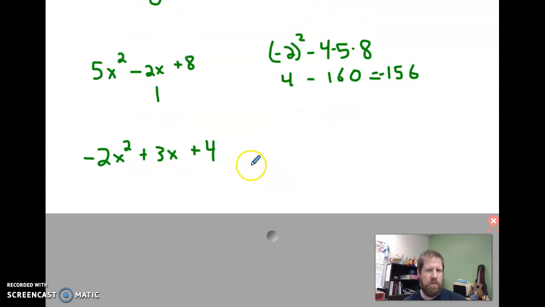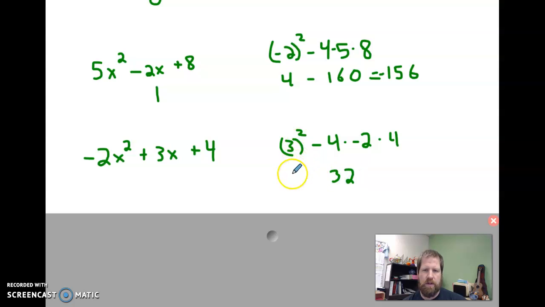Last one, same thing, b squared, 3 squared, minus 4 times a, negative 2 for my a, times 4. I've got a negative 4 times a negative 2. It's positive 8. Positive 8 times 4 is 32. 3 squared, 9, plus 32. That's going to be a positive 41, which gives me two solutions.